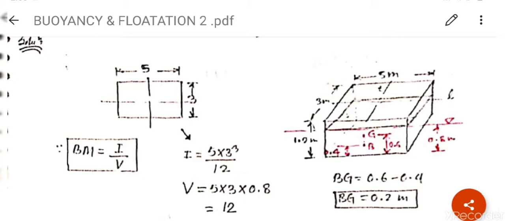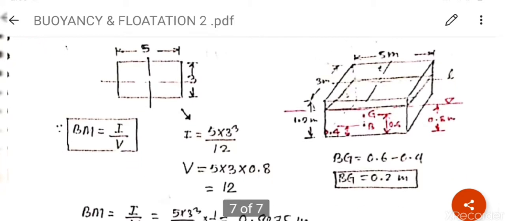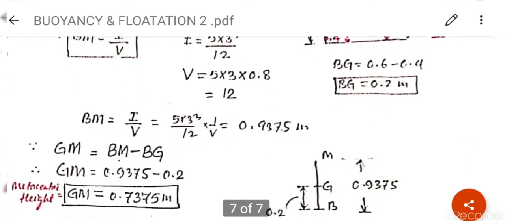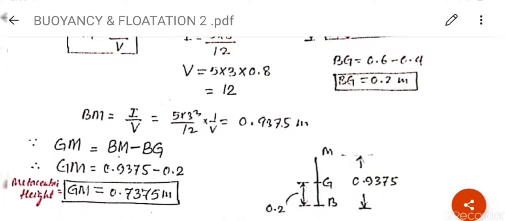Volume is 5 into 3 into 0.8. Which volume to take? The one that is inside the water. So it will be 12. So after putting the value you will get the answer of BM as 0.9375 meter. Clear?